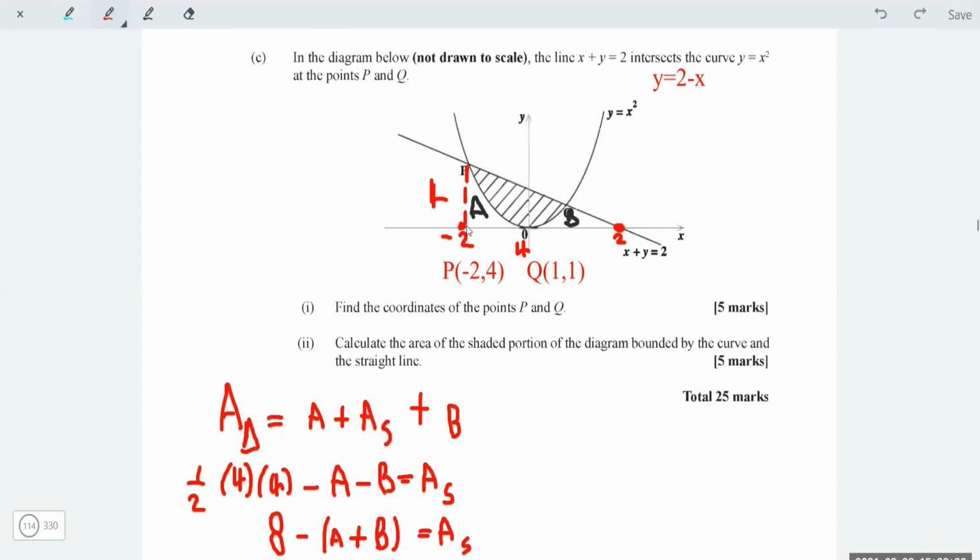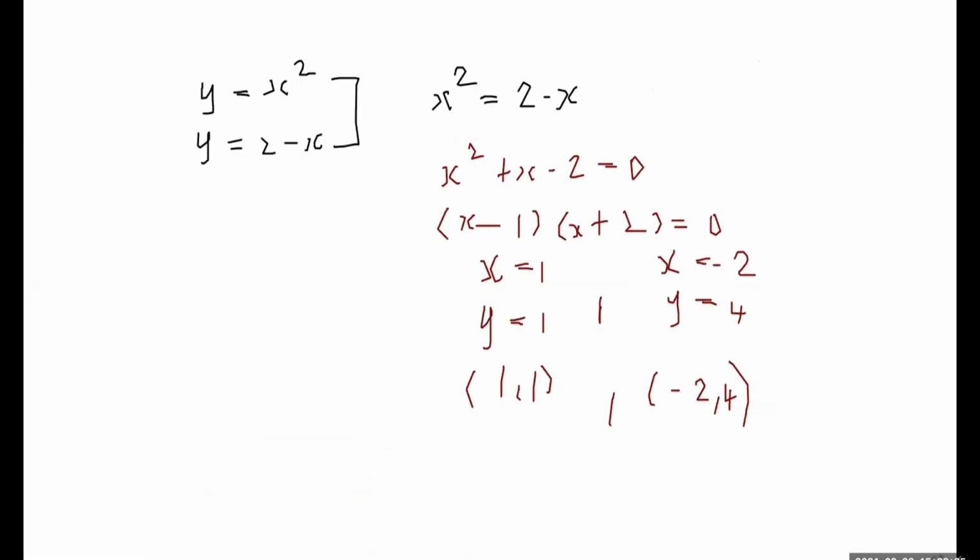Now to work out A, we're just going to integrate the curve from -2 to 0. That's going to give us A. Area under the curve is the integral of the curve x squared. So A is equal to the integral from -2 to 0 of x squared dx. When we integrate that, A is just x cubed over 3.